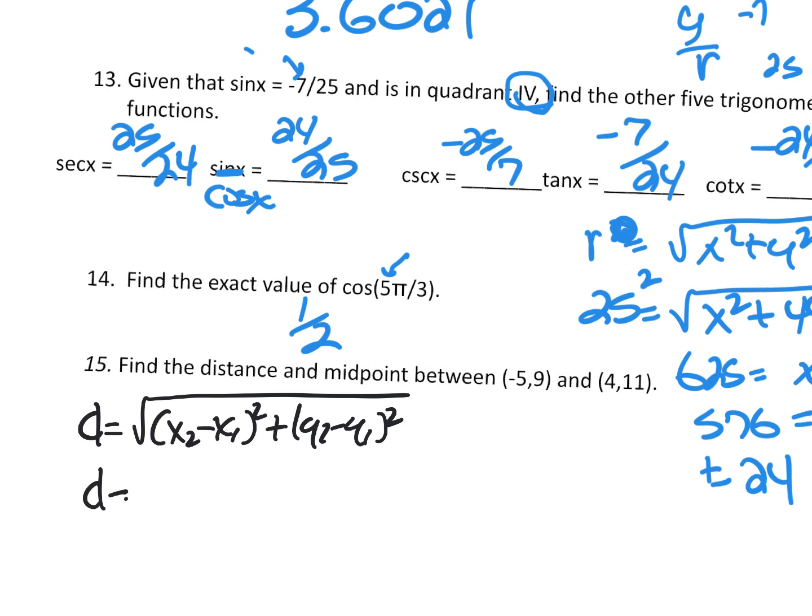So really, you're subtracting your x's. I'm going to do that. So I'm going to do 4 minus negative 5. I guess I'll write that out. 4 minus negative 5, I'm going to square that, plus subtract my y's. Doesn't matter which order you go.